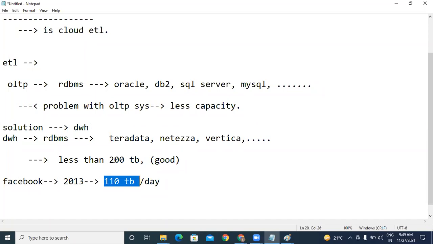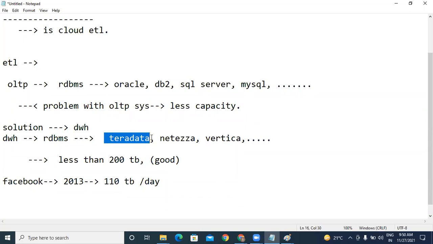If Facebook wants to use Teradata as a warehouse, what will happen? Please try to answer it. The system gets crashed because it won't have the storage capacity. That means for Facebook, Teradata can handle only 2 days of data. Right? Got it? Maybe Netezza can handle 3 days of data. Vertica will die in one day.